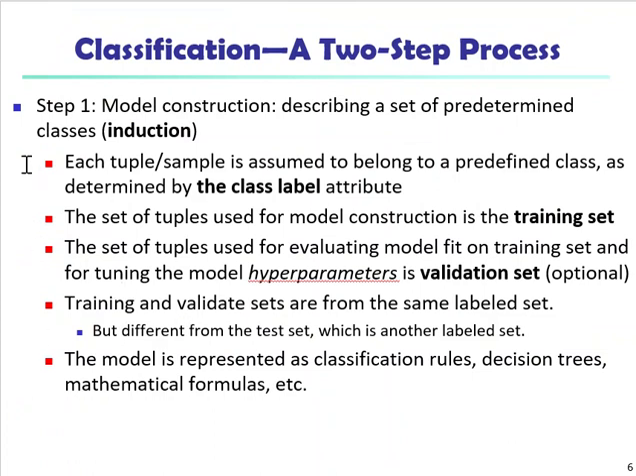Earlier we compared the classification problem versus the numerical prediction problem, and now we're going to zoom into classification as one key group of machine learning and data mining tasks. So classification is a two-step process. Step one is model construction. It's an inductive process in the sense that we use training examples. We feed the system a lot of training examples for the system to construct a model.